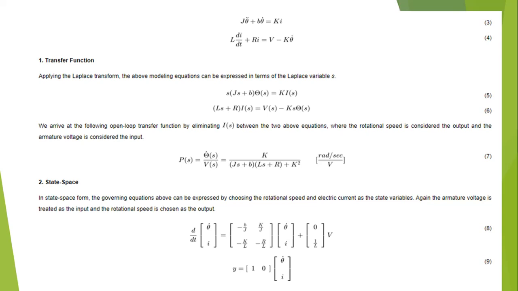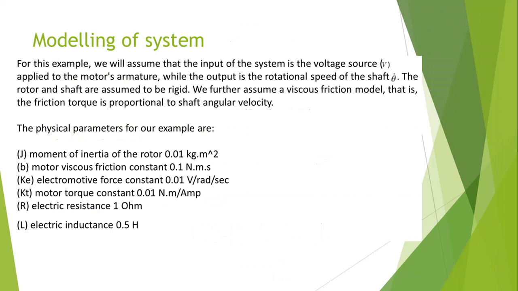To express the governing equations above in state space form, we can choose the rotational speed and electric current as the state variables while keeping the armature voltage as the input and the rotational speed as the output. We obtain the following equations. The physical parameters for our system are as indicated.